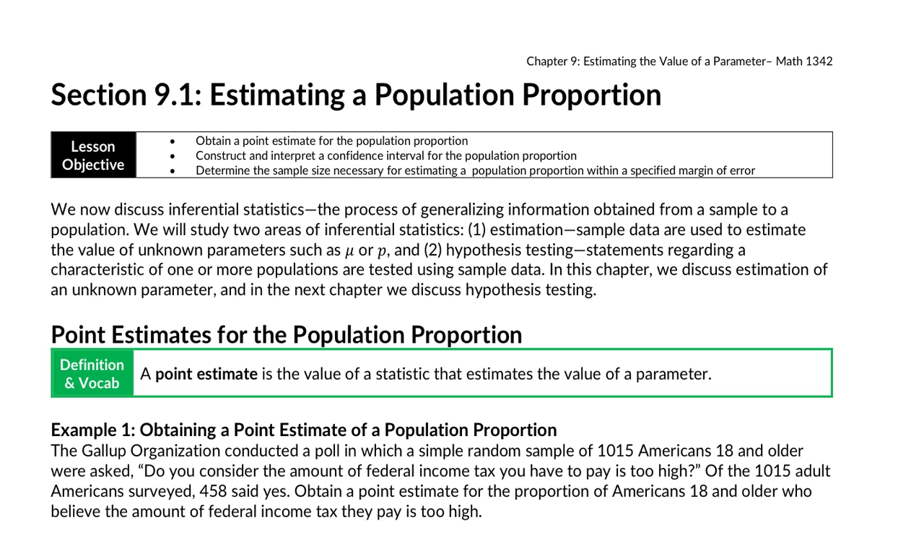First vocabulary word of this chapter is a point estimate. A point estimate is the value of a statistic that estimates the value of a parameter. So this is going to feel like something we've done already.